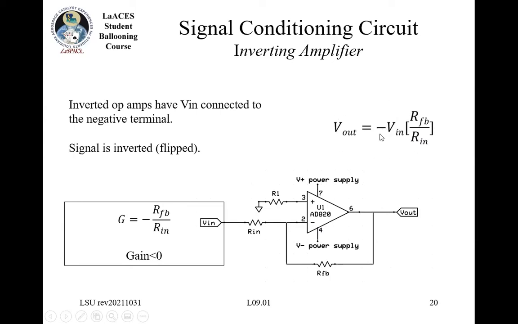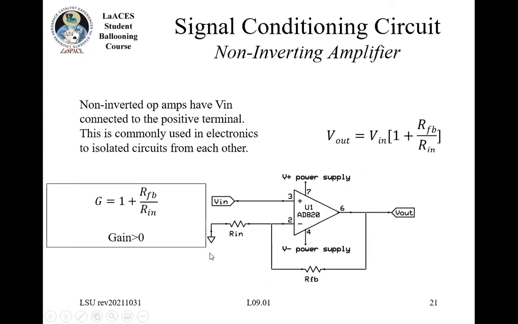And you can see that it has a negative sign out in front of it because it's going to flip the voltage. If I have a positive voltage, it'll go negative. So that's why it's called an inverting amplifier. The actual gain is determined by the ratio of the feedback resistor to the input resistor. But the actual gain number is going to be negative because it's an inversion of the signal. It flips it.